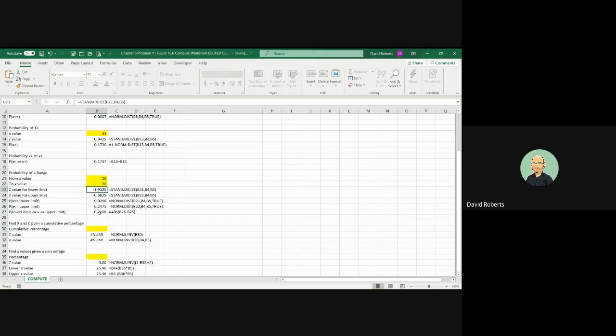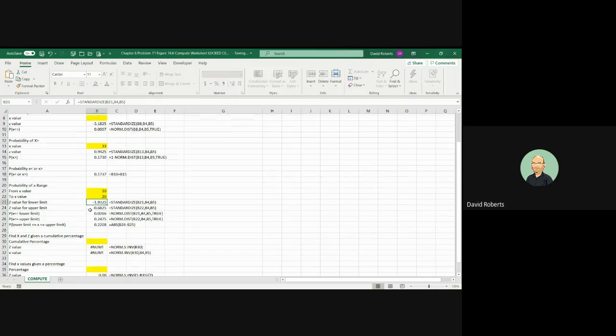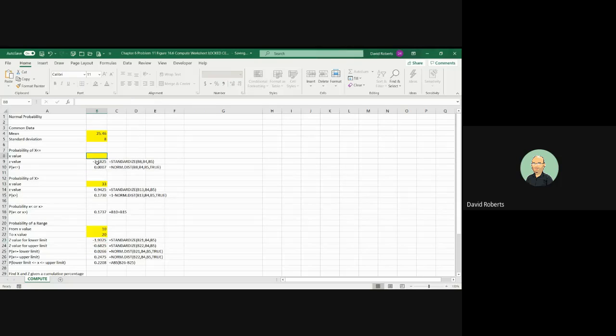In part C, what is the probability that someone in China will consume less than 10 gallons? So we want a less than. We go back up to cell B8, we enter the 10, and we can see that the probability is in cell B10 of 2.66%.